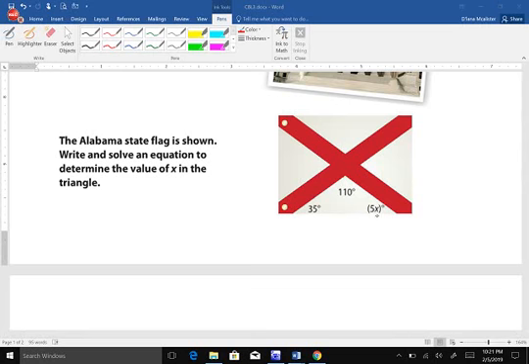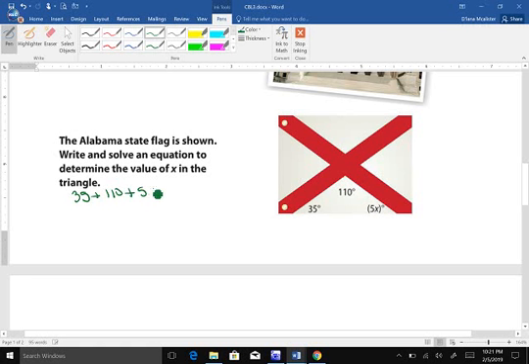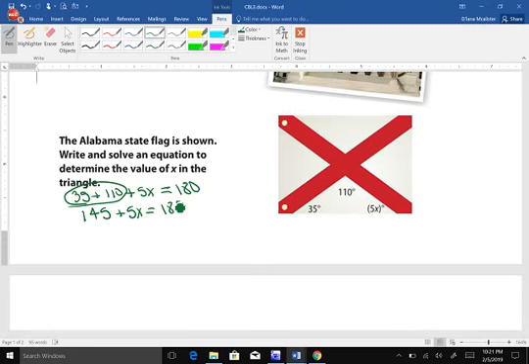You can use the angles inside of a triangle to find the value of x. We know that all the angles inside of a triangle add up to 180 degrees. So we can add these together to get 35 plus 110 plus 5x equals 180 degrees. I can combine like terms, so I get 145 plus 5x equals 180 degrees, and I can solve this equation doing the inverse operations.